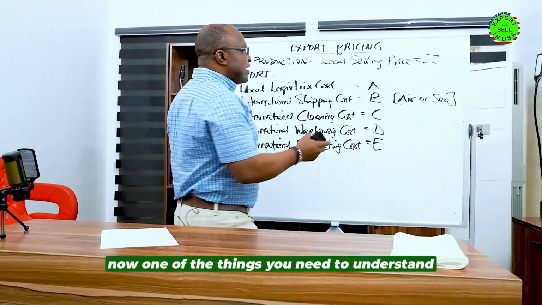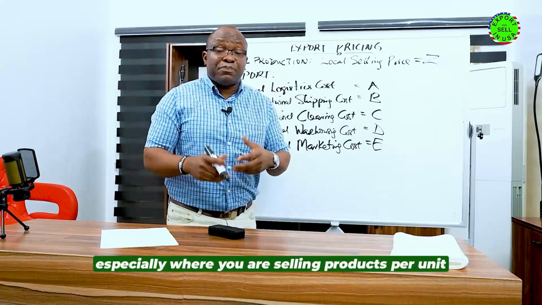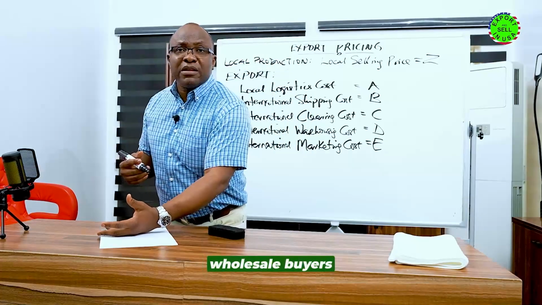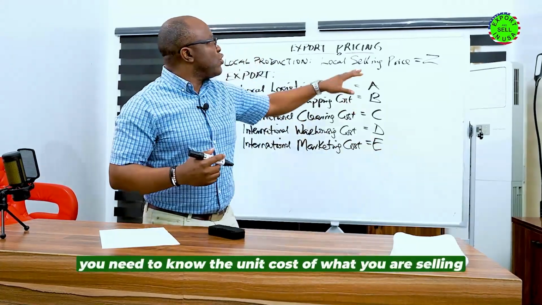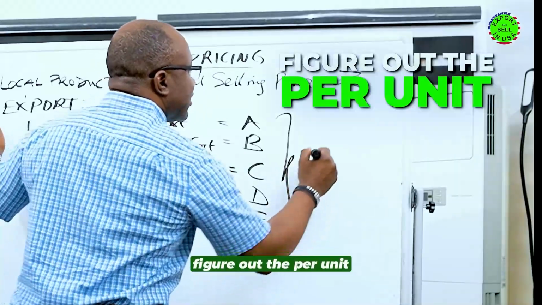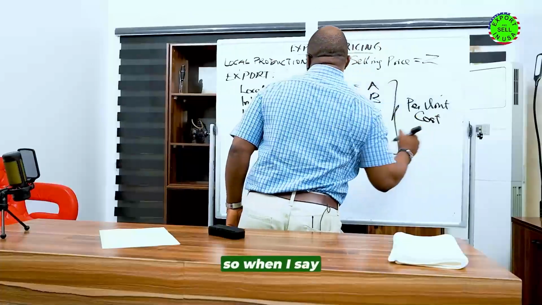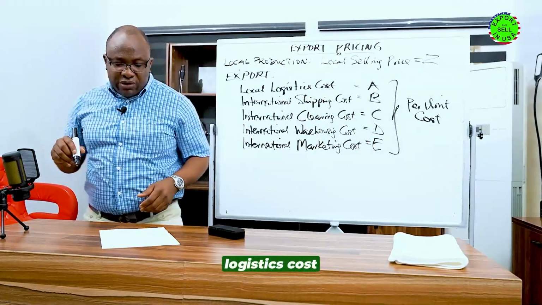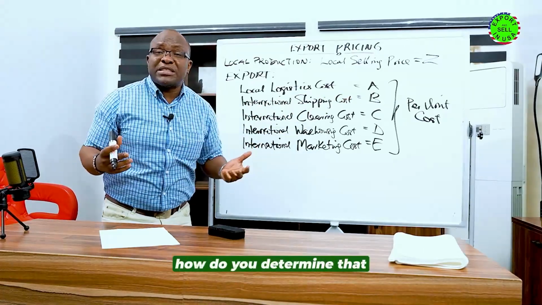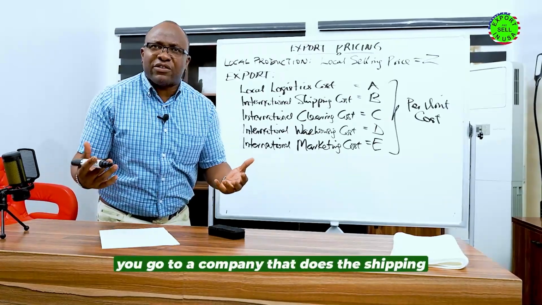Now, one of the things you need to understand, especially when you are selling products per unit, because if you're selling on Amazon or you're selling to wholesale buyers, you need to know the unit cost of what you are selling. So we are going to figure out the per unit cost of all this. When I say international logistics cost, everything there has to be per unit. How do you determine that? Again, it's simple. You go to a company that does the shipping.